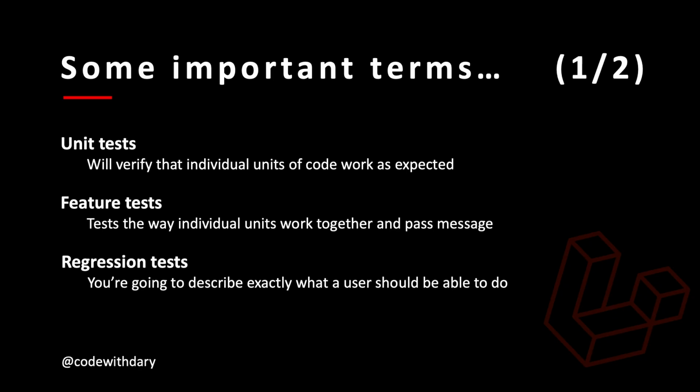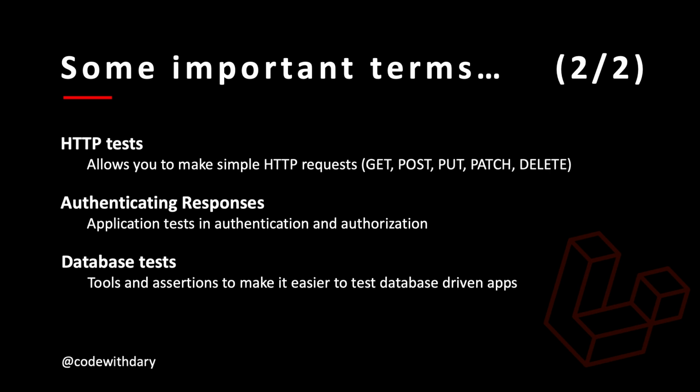We've got regression tests where you're going to describe exactly what a user should be able to do and make sure that the application won't stop. We've got HTTP tests, which allow you to make simple HTTP requests, so get, post, put, patch, and delete. We've got authentication responses, where the application will be tested in authentication and authorization. And we've got database tests, which are tools and assertions to make it easier to test database-driven applications.